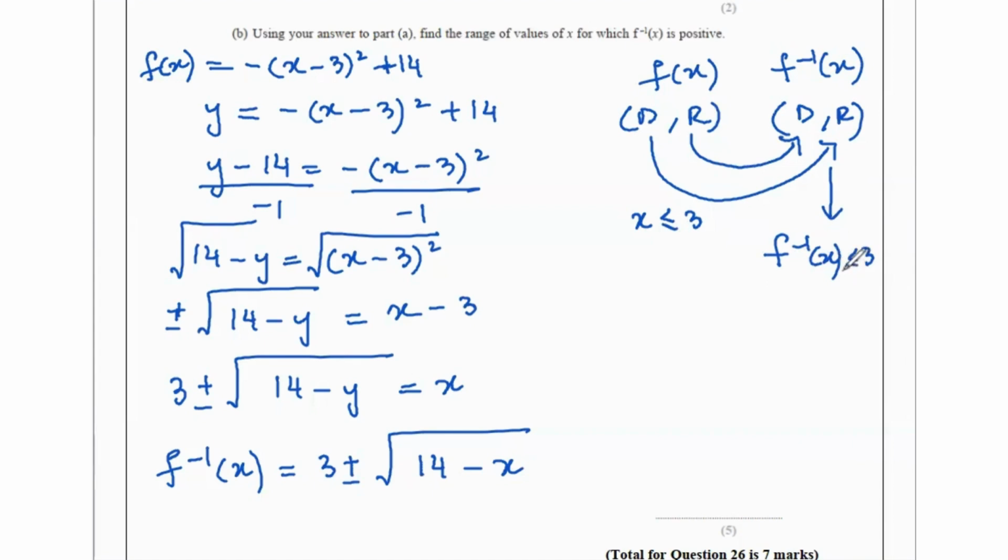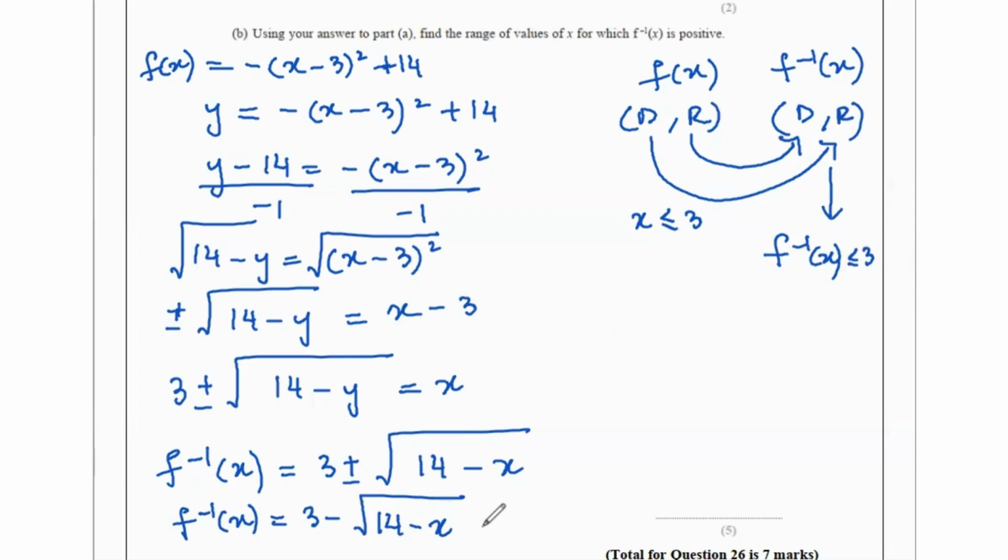So for it to be less than or equal to 3, we cannot use plus root of 14 minus x because that would give us a value greater than 3. So our inverse is going to be 3 minus root of 14 minus x. So this is your final inverse equation.